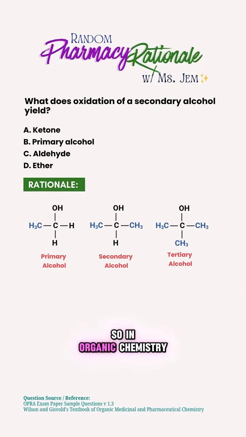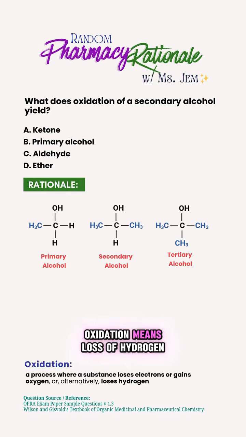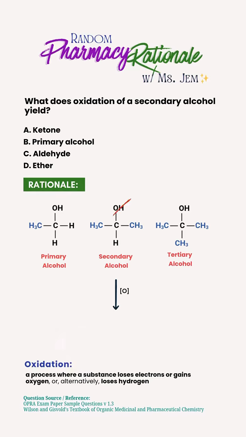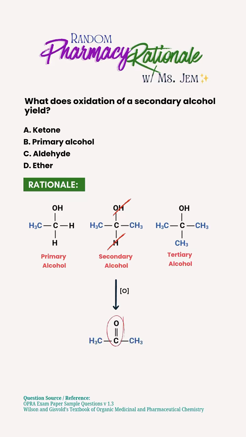In organic chemistry, oxidation means loss of hydrogen or gain of oxygen. So when a secondary alcohol is oxidized, it loses hydrogen atoms, one from the OH group and one from the carbon it's attached to, forming a carbonyl group. A compound with a carbonyl group between two carbons, we call a ketone.